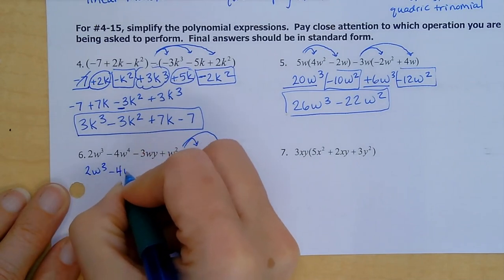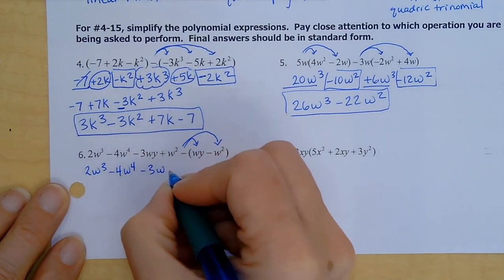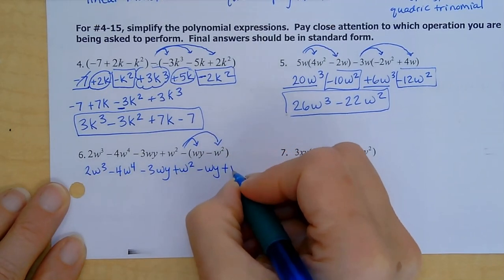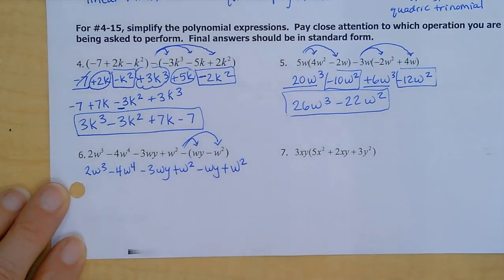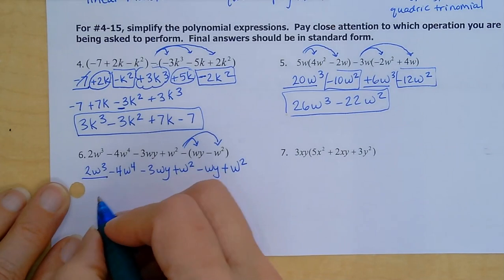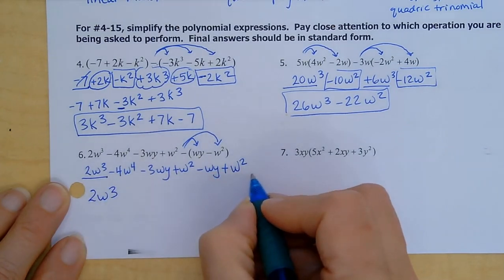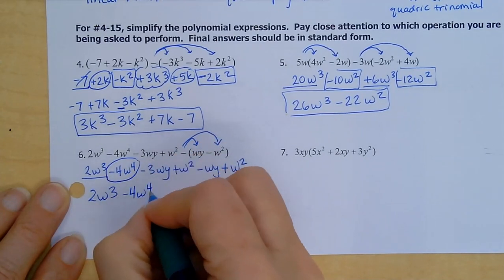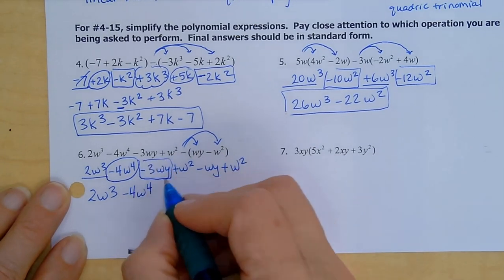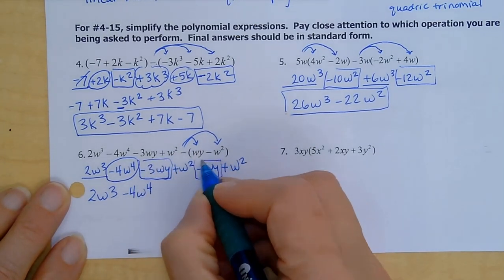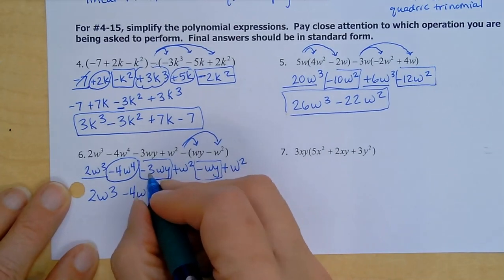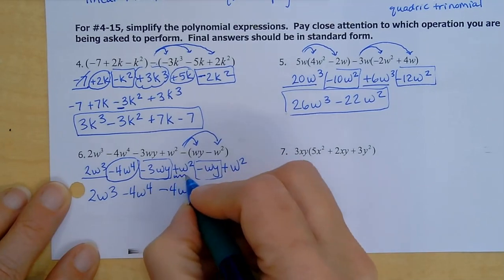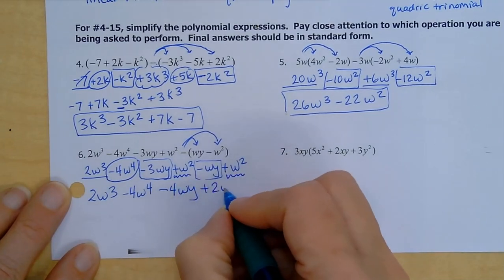2w cubed minus 4w fourth minus 3wy plus w squared minus wy plus w squared, because a negative times a negative is positive. All right, I'm going to say 2w cubed. No other w cubes. I'm going to say negative 4w to the fourth. And then I'm going to say negative 3wy and negative wy. So that's two of those terms. Negative 3 and negative 1 is negative 4wy. And let's do w squared and w squared, so that means we have two of them.